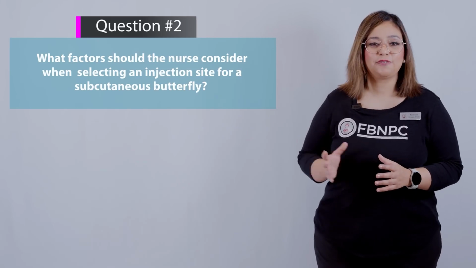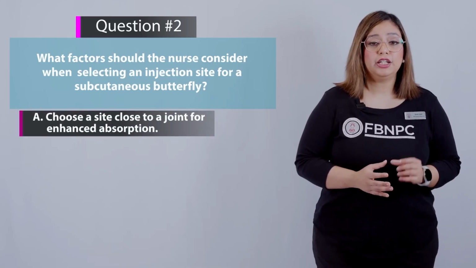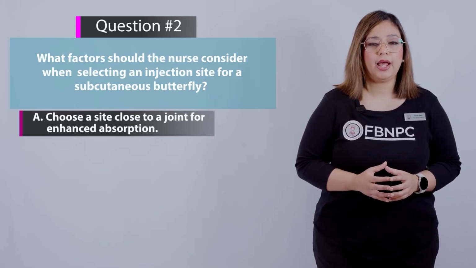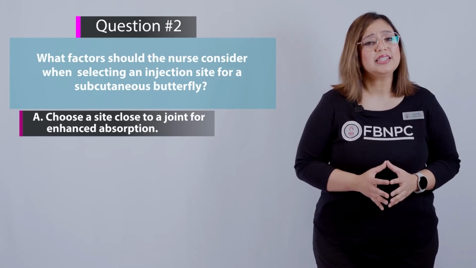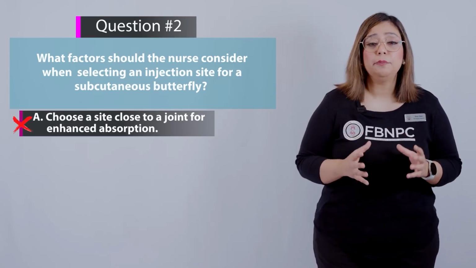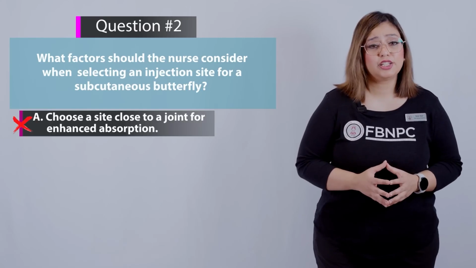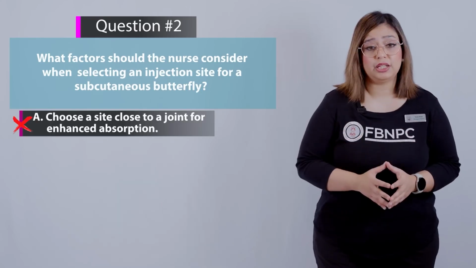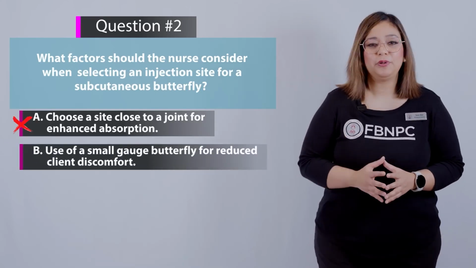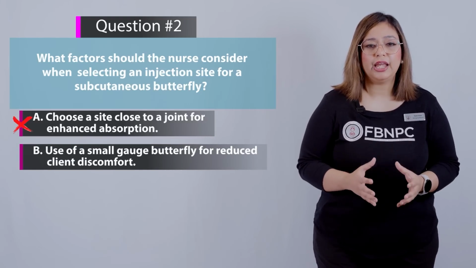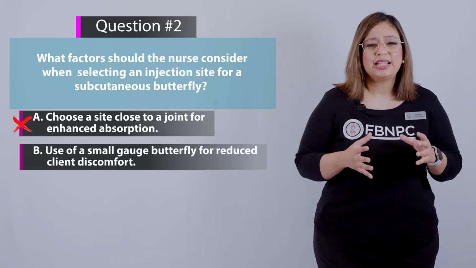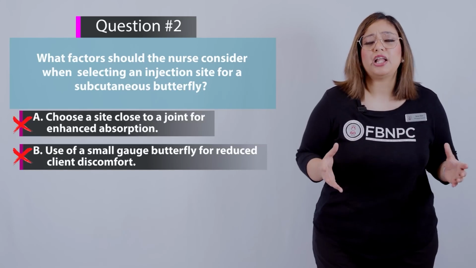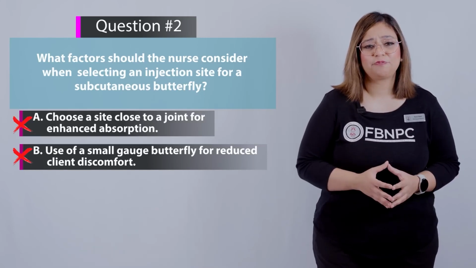Okay, guys, let's start with option A. Choose a site close to a joint for enhanced absorption. Use some critical thinking here. That is incorrect because the site may limit the mobility and increase the complications, so we won't be using that. Option B, use of a small gauge butterfly for reduced client discomfort. What do you guys think? That is incorrect because this does not affect the selection of the site.